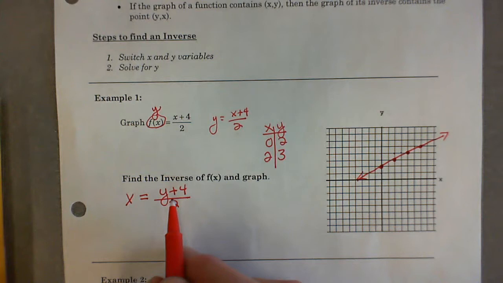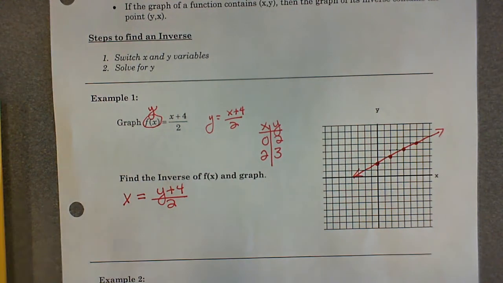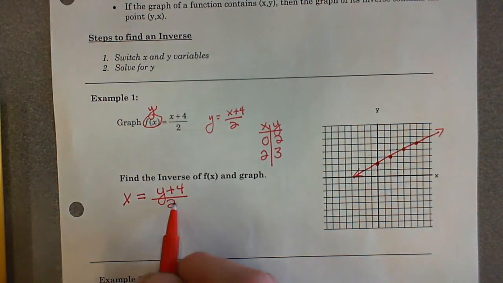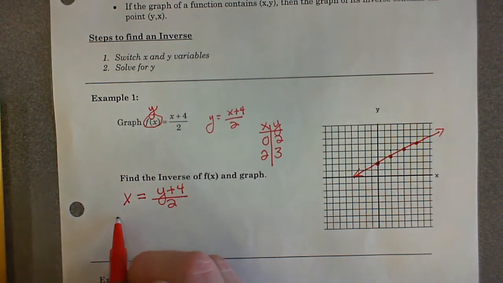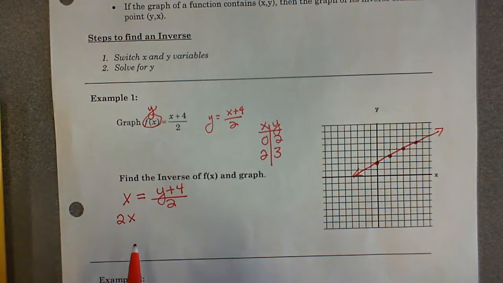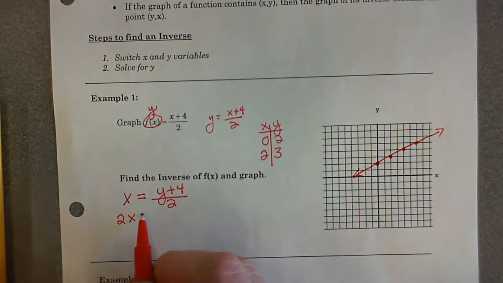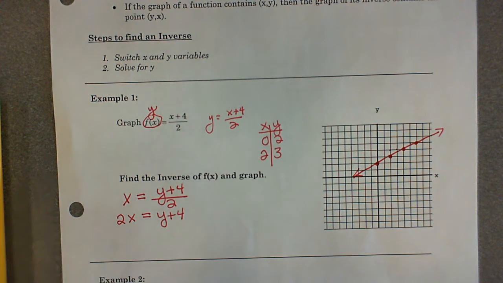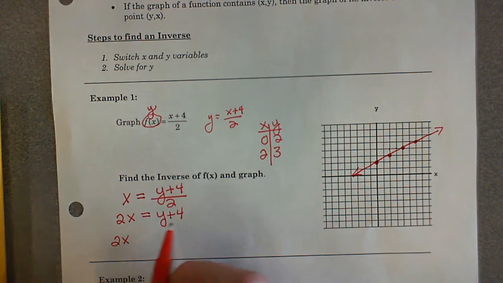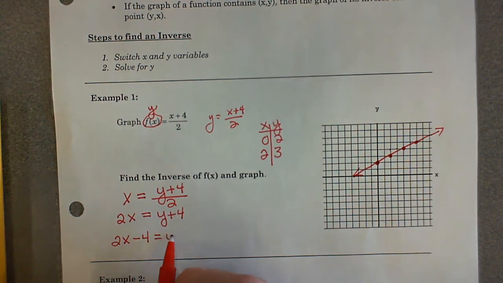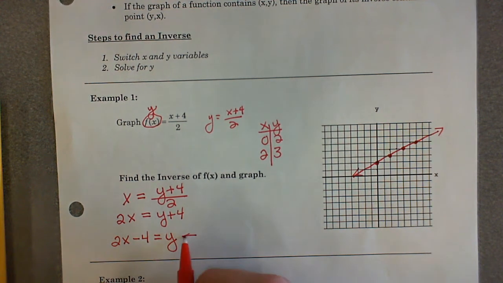So we need to bring these values to the other side of the equation. We start by, since we have division here, we have to undo that with multiplication. So I'm going to multiply each side by 2. So the 2 comes over to this side. You get 2x equals, this side just leaves you with a y plus 4. Now I need to subtract the 4 over. So 2x minus 4 equals y. So this function here is your inverse.